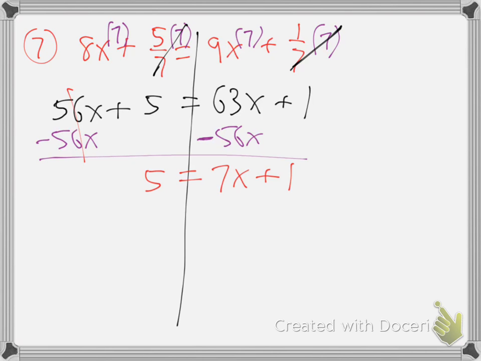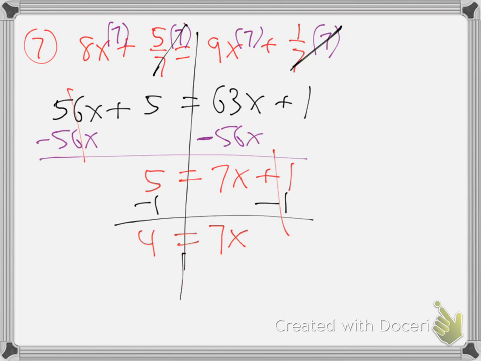X is yelling out, I want to be alone on my side of the wall. So what do we do to get x alone there? Yeah, because x wants to be alone on his side. We've got to get rid of that 1, and then eventually the 7. We save the thing right next to x for last, don't we? So subtract the 1. And what do we get there? These cancel, and we get 7x equals 4.